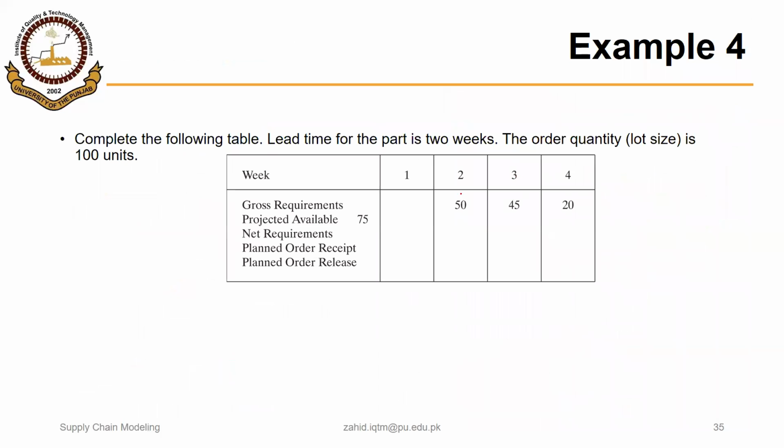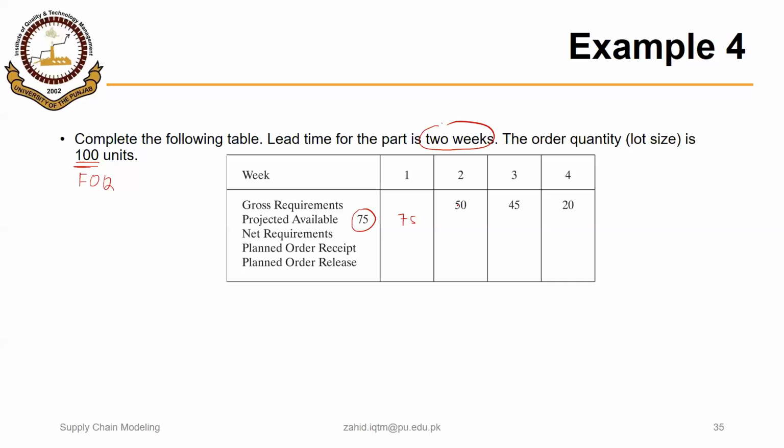So here we are given the gross requirement for a certain item with a lead time of 2 weeks. And here the order quantity is not lot for lot. It is a fixed order quantity, and that is 100 units. So we have 75 items already in inventory. There are no gross requirements in week 1. So this inventory of 75 will be carried on in week 1. So we have 75 items available.